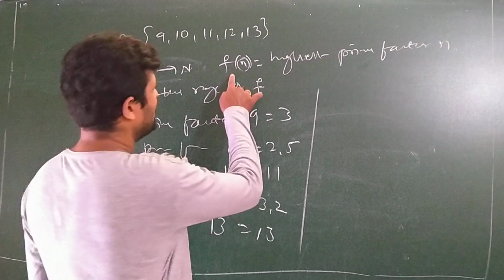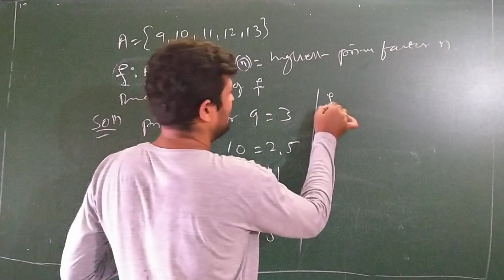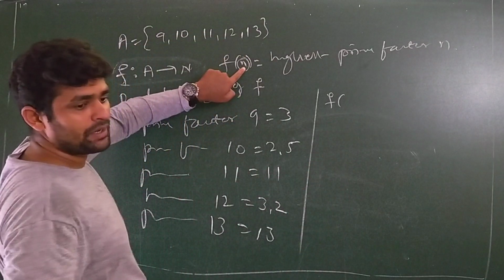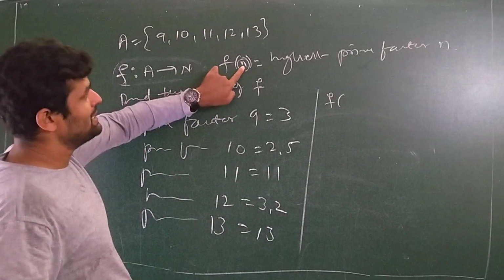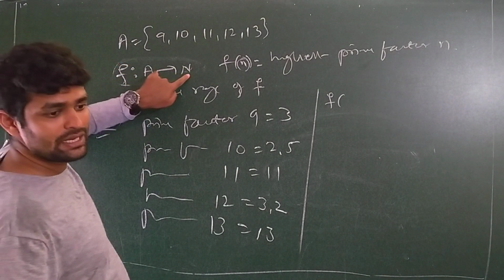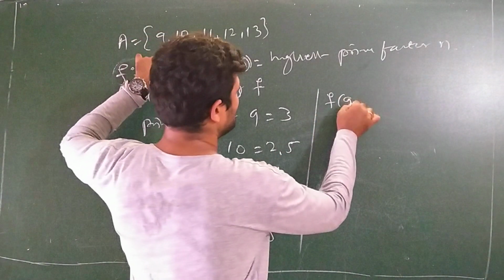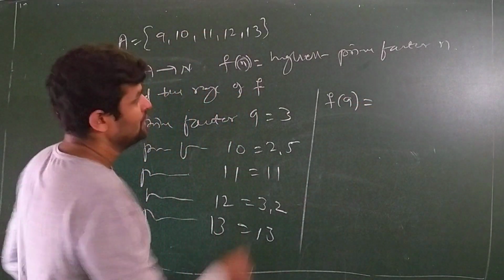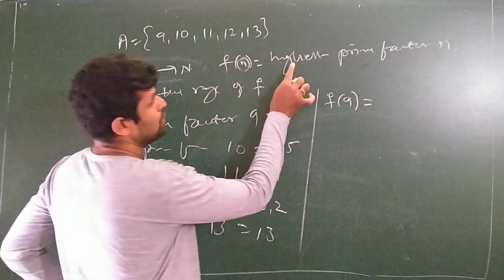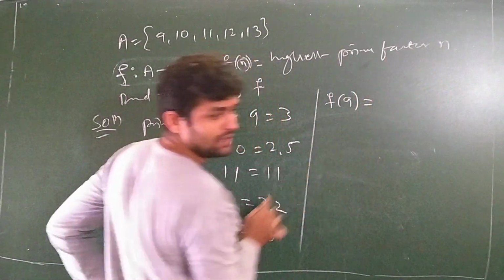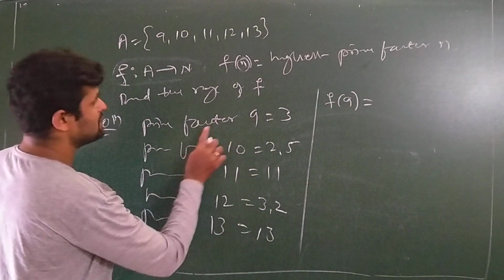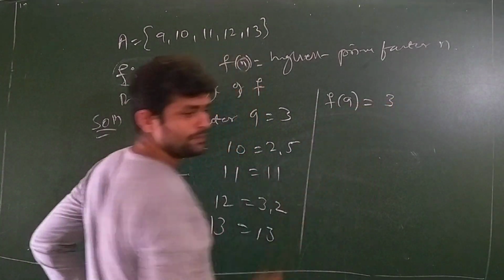Okay, let us go to this. Now what should I consider? I should consider f of n. n is chosen from this set A, correct? Because f is a function from A to N. f of 9 I should consider. How is f of n defined? f of n is equal to the highest prime factor of n. The highest prime factor of 9 will be 3.